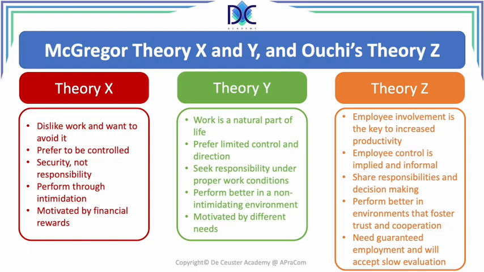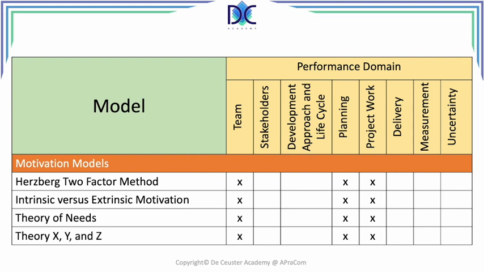Let's have a look where we find those models. And for this case, the motivational models, we find them typically in the team performance domain, in the planning performance domain, and the project work performance domain, which is the typical way where we're dealing with these people. We're dealing with the team members. So team, planning, and project work are the places where we typically work with these models. So that's it. Here you see how these different models link to the performance domain. But that's it for this lesson. This is all about the models.